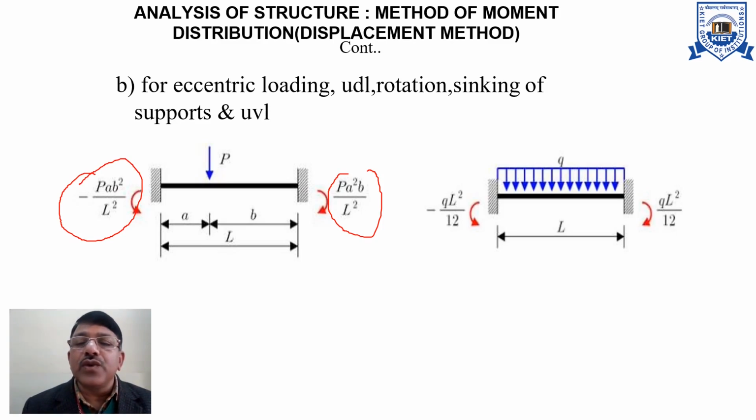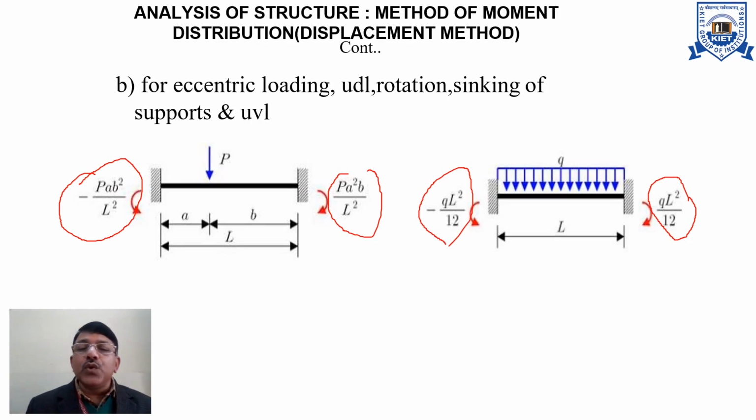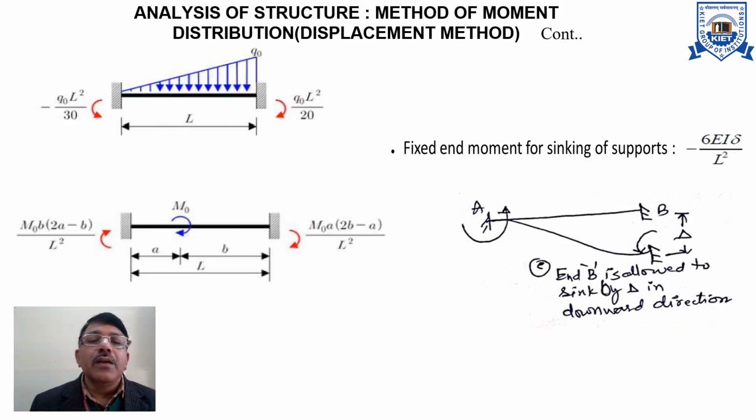Similarly, if there is a UDL acting on the entire span, the moments induced due to the UDL acting upon the entire span can be computed like this. They are all standard cases and they can be used as they are in the questions when you are solving the numerical problems. Maybe there is a UVL acting upon the span, then the induced moments may be something like this as mentioned here. You can remember them.